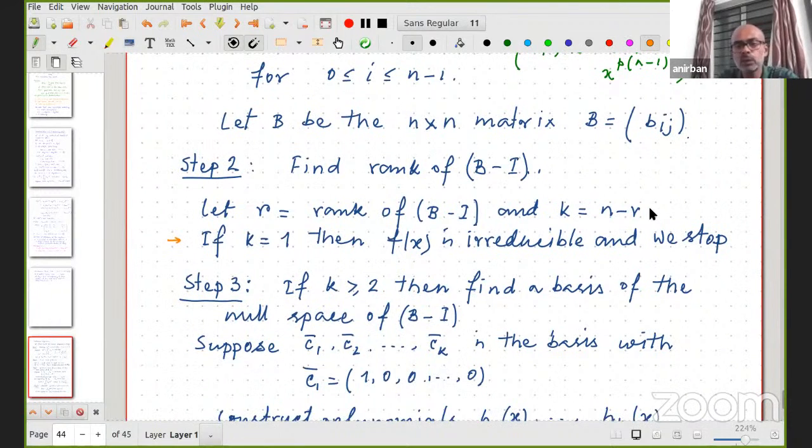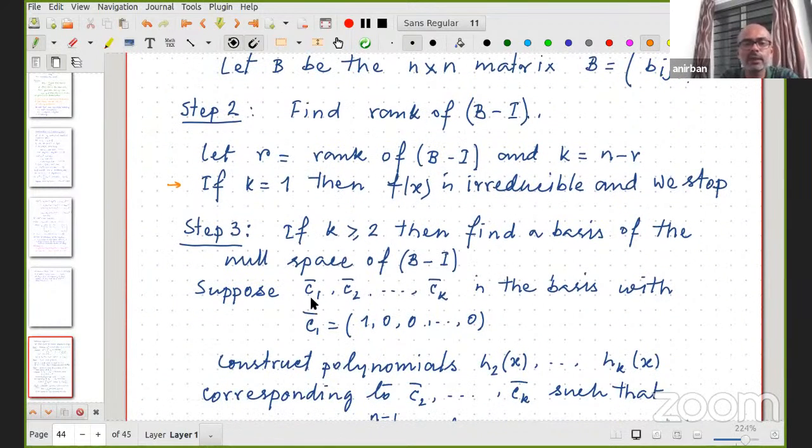And what is the next step? We look for a basis of the null space. The dimension of the null space is k, because k is n minus r, where r is the rank. So we have this basis. We construct a basis c1 to ck, and as we noted earlier, the first vector is just 1 followed by n minus 1 zeros.